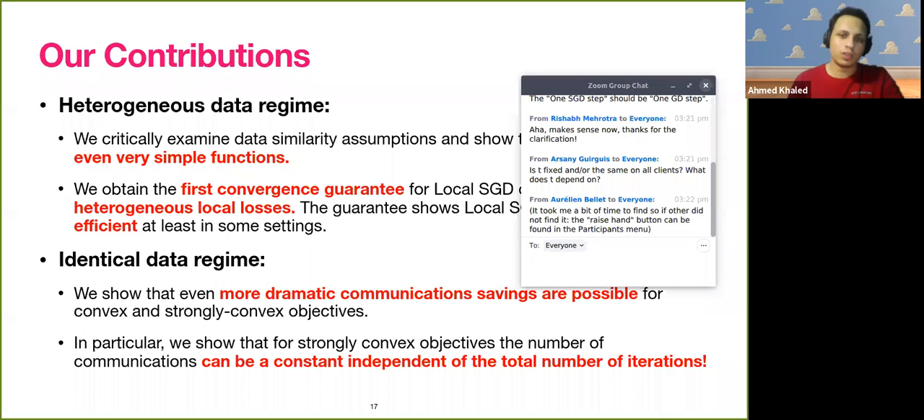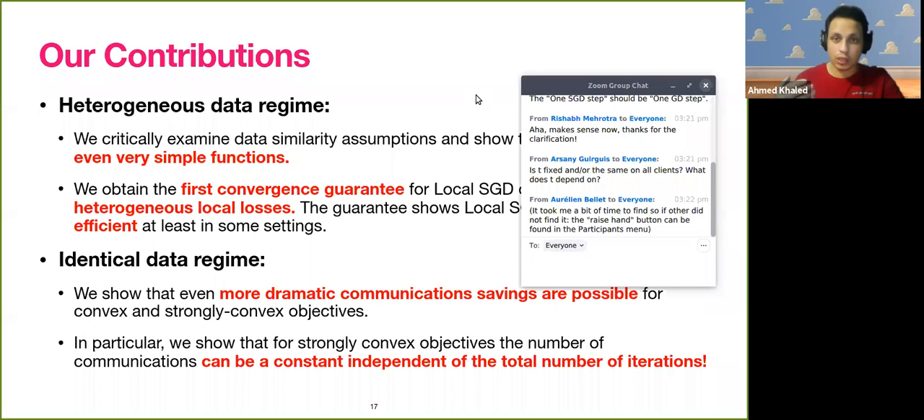By that, I mean that you can sometimes afford to only communicate a constant number of times, and that will be enough. So you can effectively offload most of the computation work onto local computers, make it mostly local, and you don't have to communicate a constant fraction of the total number of iterations that you do. And this sort of result is a first.